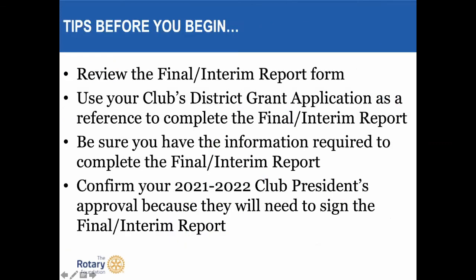But before you begin filling out that final or interim report, review the form. Use your club's district grant application as a reference to complete the final or interim report. Be sure you have the information required to complete the final report. Do you have receipts? Do you know how many Rotarians were involved in the project and how many others were involved and what the final costs were? You also want to confirm your 2021-2022 club president's approval, because they will need to sign the final or interim report.